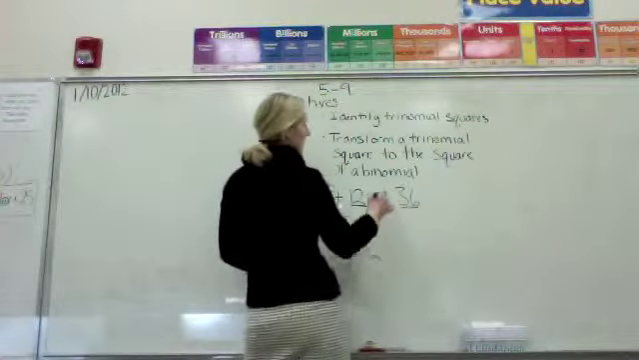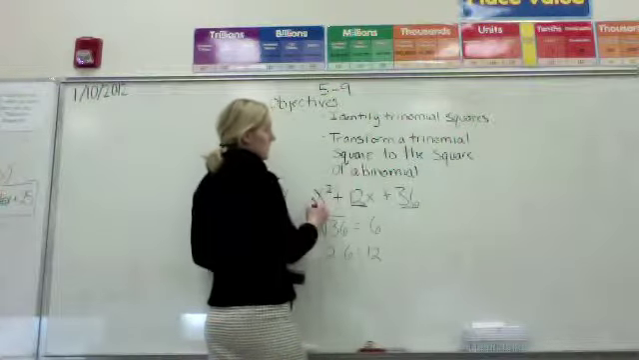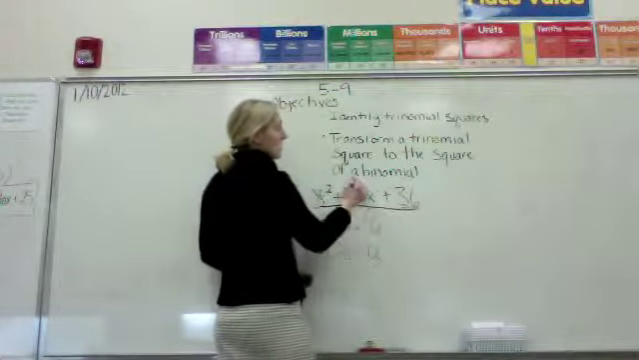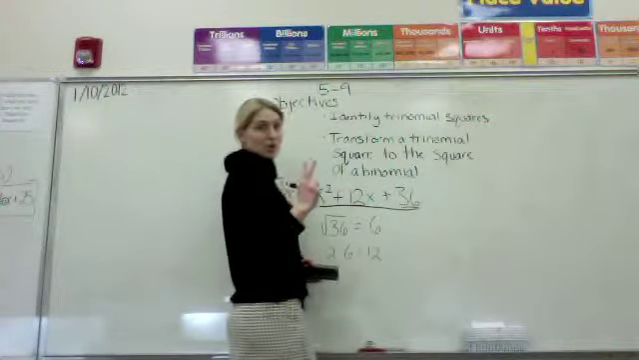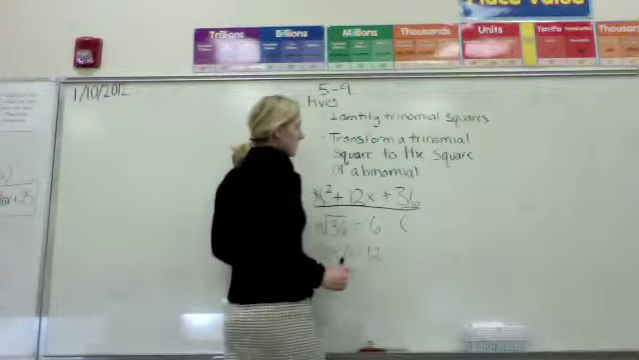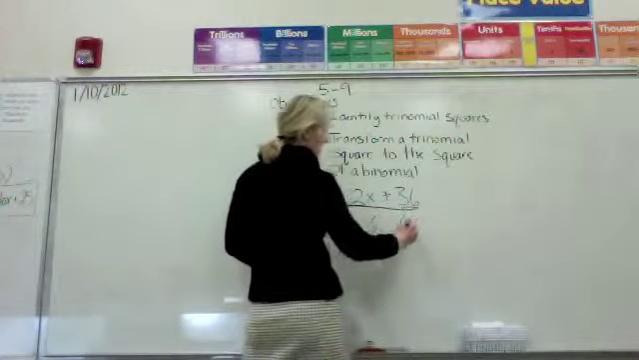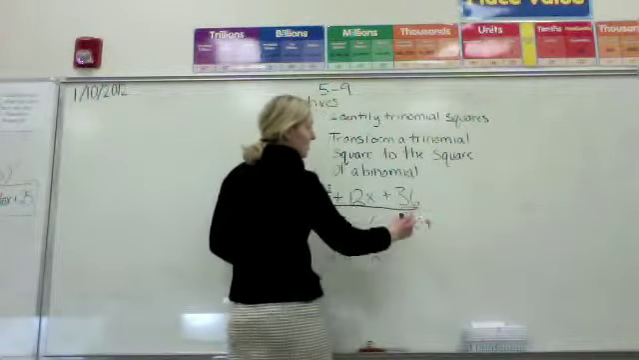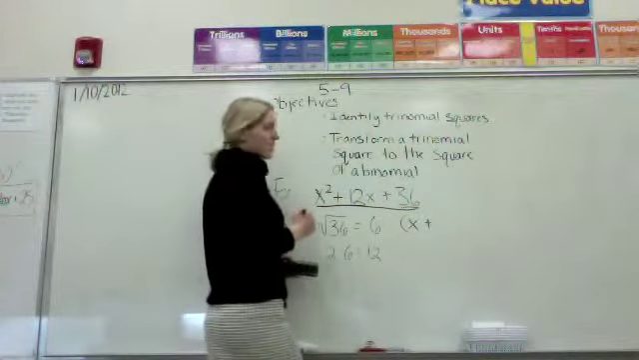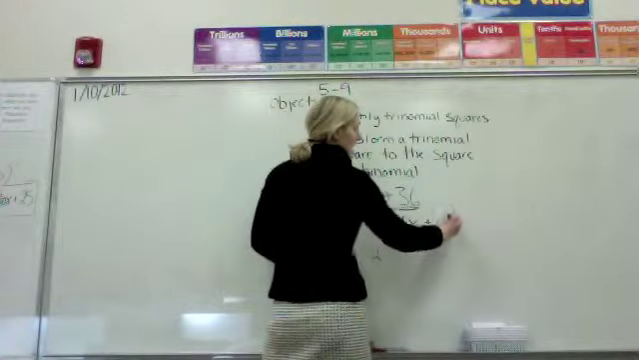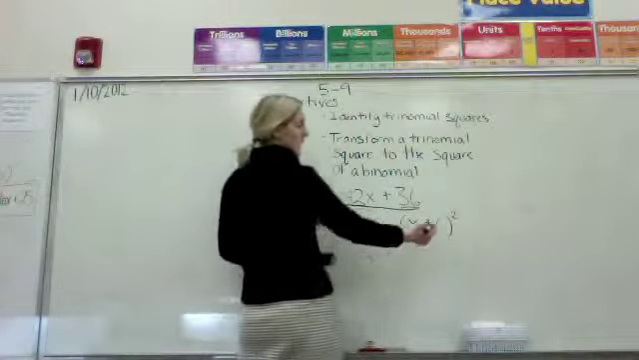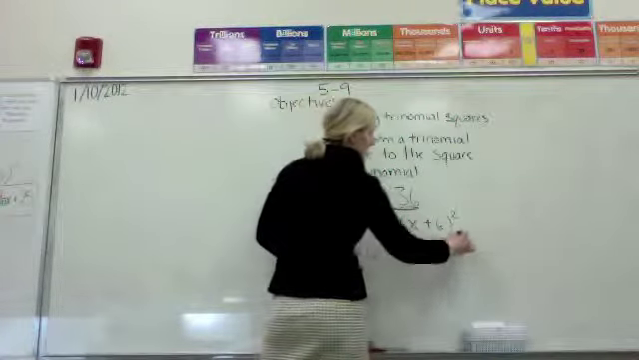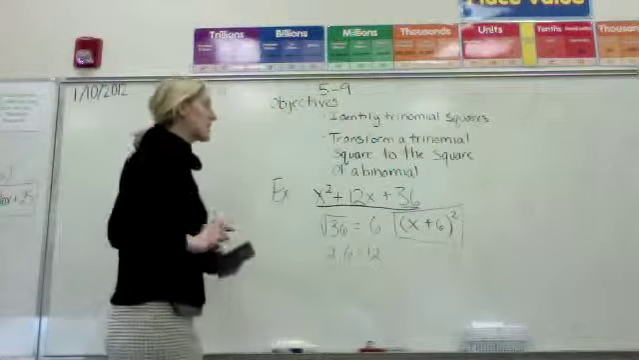So at this point, I can now transform this trinomial square to the square of a binomial. Binomial just has 2 terms in it. So I know my first term is going to be x, and then I'm going to add to it the square root of that third term, which was 6, and then I'm going to square it. X plus 6 is the binomial, and now it's squared, and that is my answer. Let's look at another example.